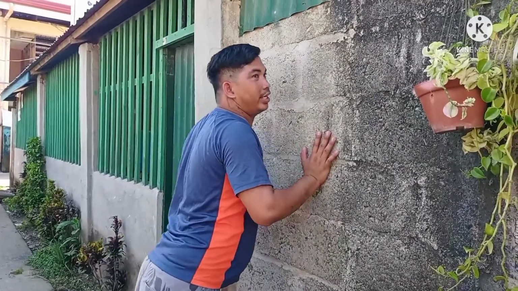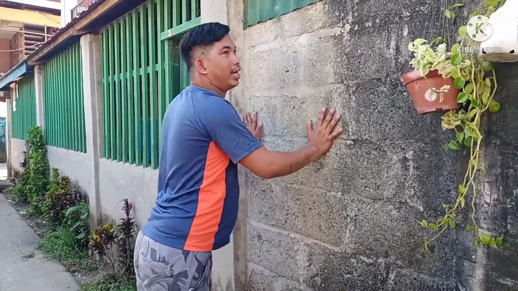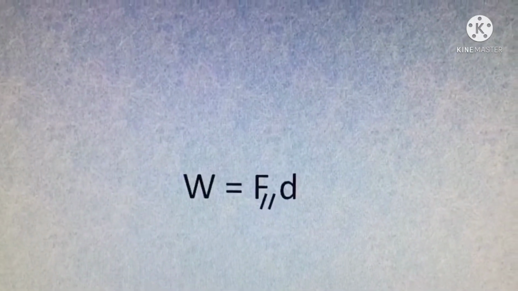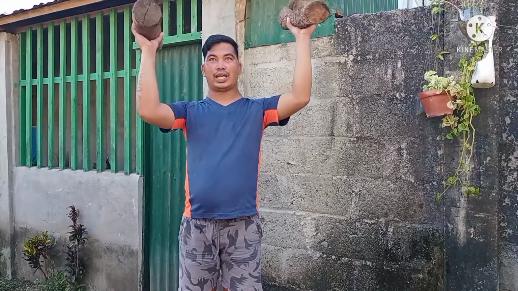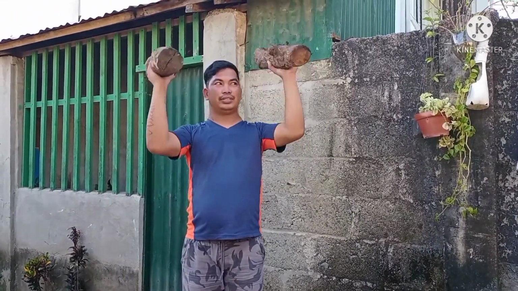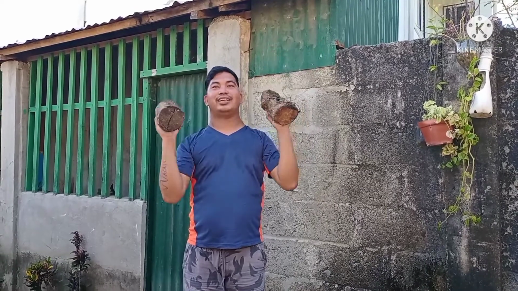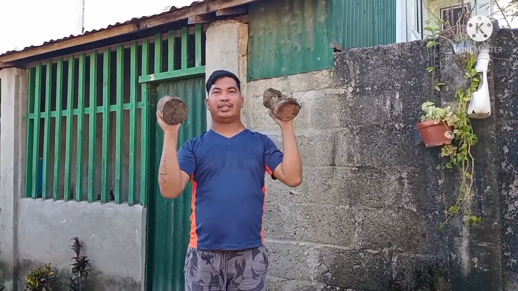In this demonstration, I'm pushing the wall but doing no work. I'm exerting a lot of force, but the wall doesn't move any distance. In this demonstration, I'm also doing no work, because even though I lift the dumbbell up and down, there is no net displacement and so no work.